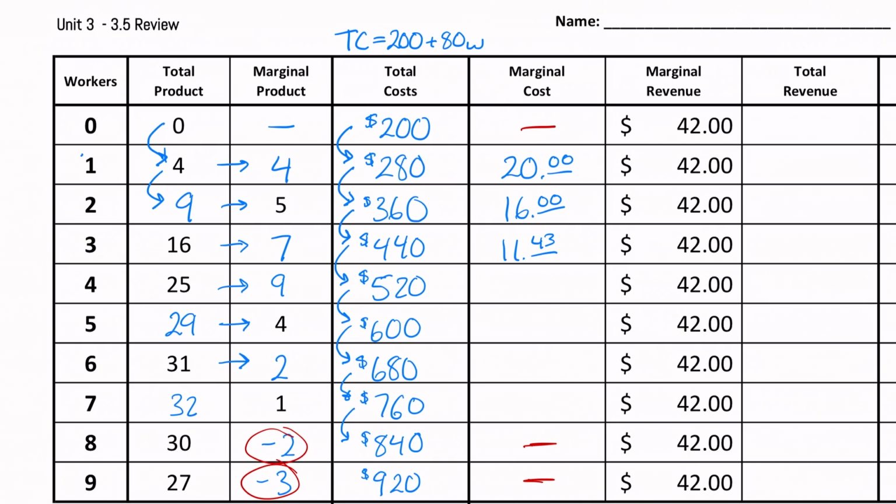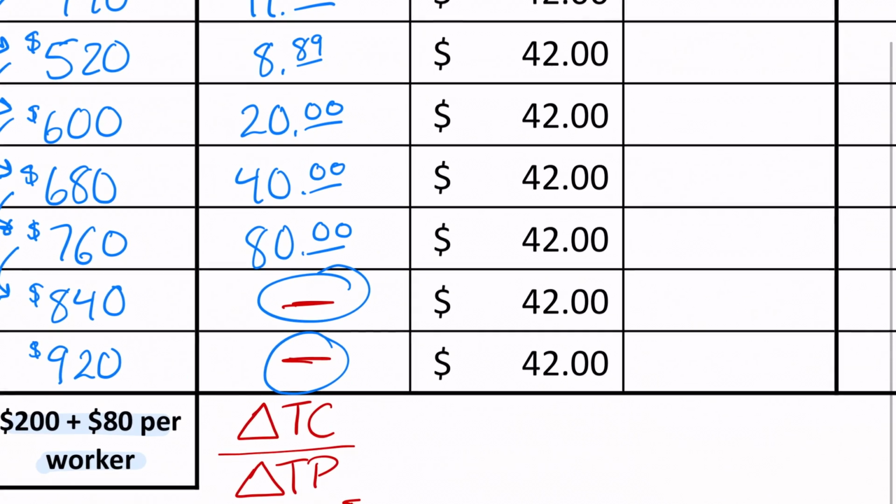80 divided by 7 is $11.43. Next, we would do 80 divided by 9, and 80 divided by 9 is $8.89. Next, once again, 80 divided by 4, and we know from earlier that that's $20. Then from there, 80 divided by 2, that's $40. Then this next one is 80 divided by 1, that's $80. And then again, we can ignore these last two down here. All right, so that's marginal cost. Make sure you remember that formula, and you're really key in on that.